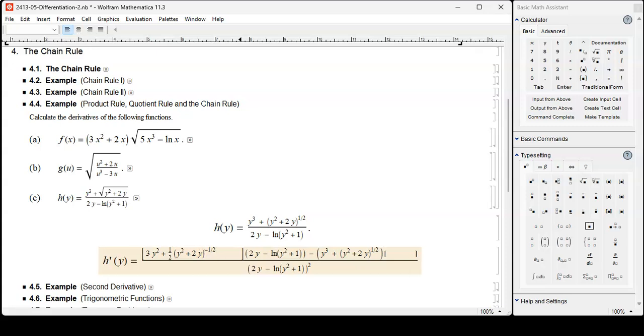And then we have to multiply the derivative of the inside. What's the derivative of the inside here this time? y squared plus 2y. We have 2y plus 2. Did I complete the derivative computation here? Please check. And then this multiplication applies to this one only, not to this. That one's separate.